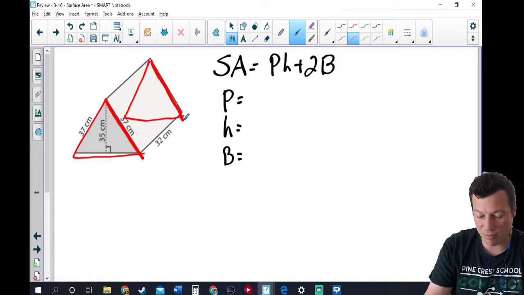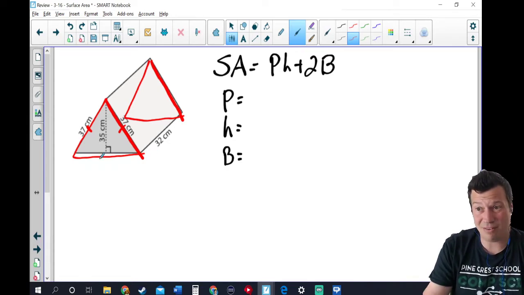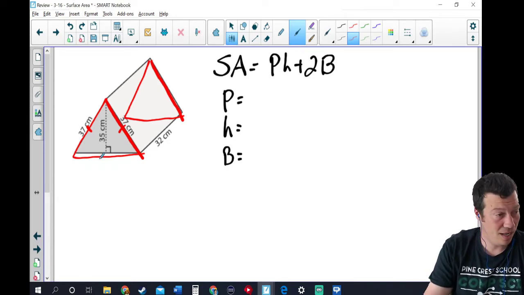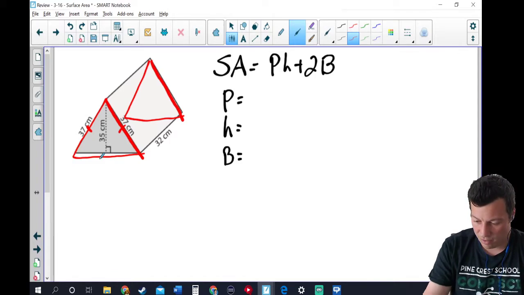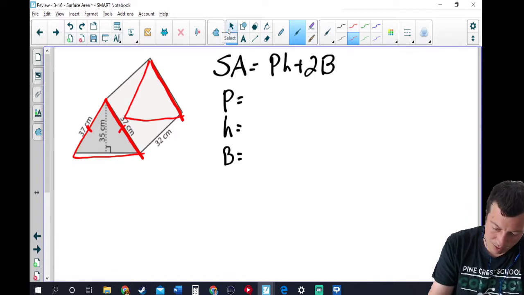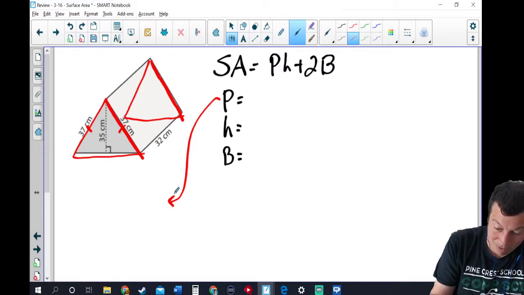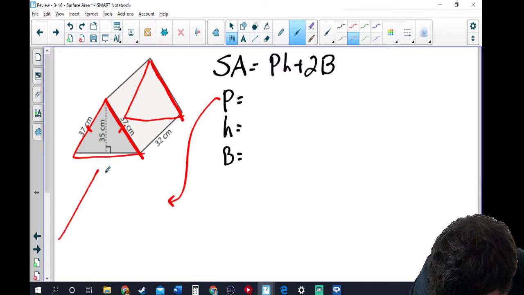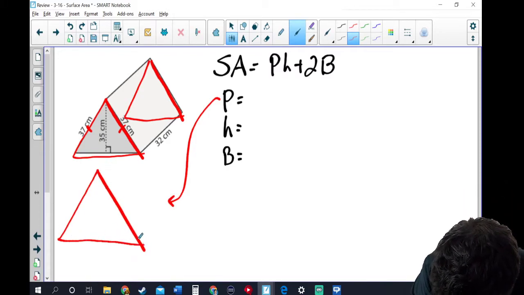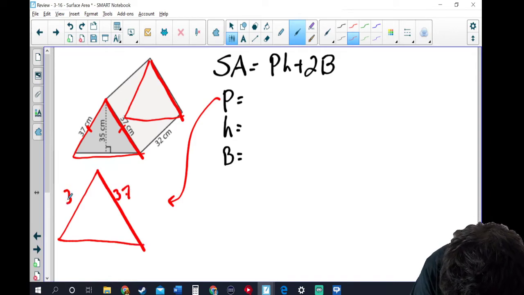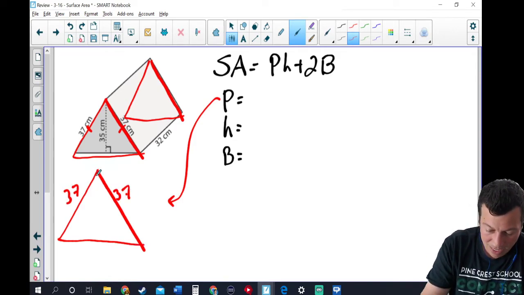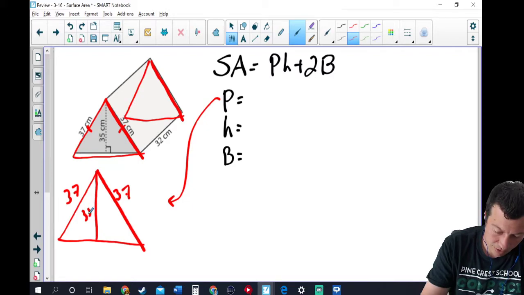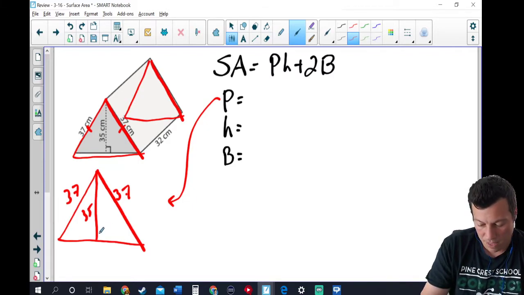So the perimeter of the base is going to be 37, 37. It looks like an isosceles triangle, that might be helpful. 37, 37, and then something along the bottom. I can't actually find that yet, so I need to do a little side project here to find this perimeter. We got 37, we got 37, and the good news is we have a 35 down here. And then it's a right triangle.